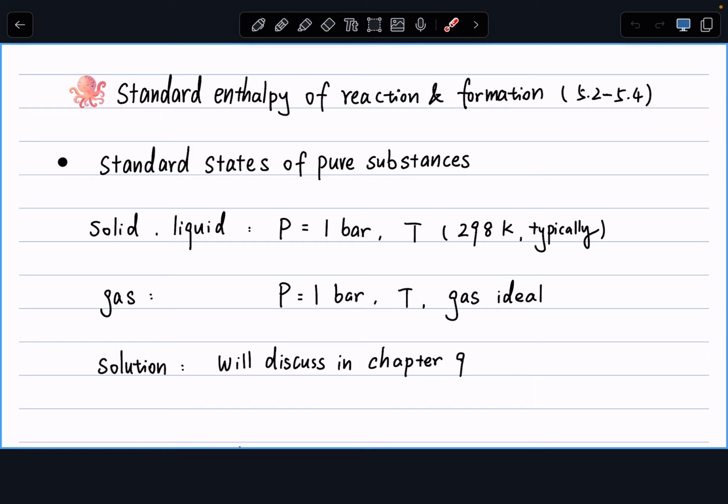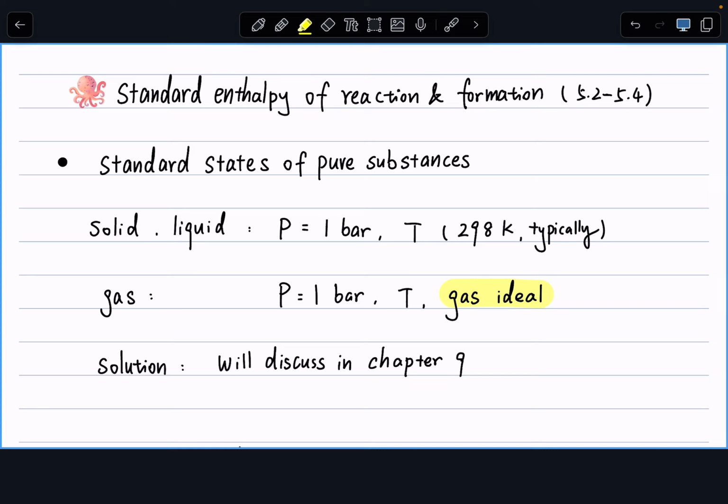So for solid and liquid, it's just pressure equals 1 bar, and a certain temperature gives you the standard state. For gases, there's one more criterion. On top of pressure at 1 bar and some temperature, the standard state of all gases is an ideal gas. All right, so this one is the more special one, and we'll talk about how to translate between ideal gas and real gas later on.